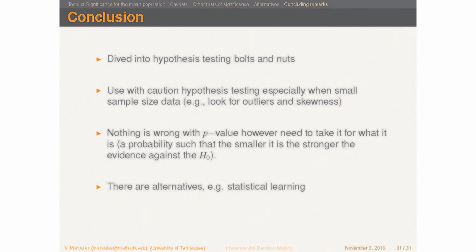Concluding today, we dived into hypothesis testing, the nuts and bolts. The message is that we should use hypothesis testing with caution, especially with a small sample size. So look out for outliers and skewness. Make sure that your data, especially at small scale, follow a normal distribution. Once again, nothing is wrong with the p-value. However, we do need to take it for what it is, which is a probability such that the smaller it is, the stronger the evidence against the null hypothesis. And then we were exposed to one alternative via statistical learning, and actually a classification problem. That's it. Thank you very much.